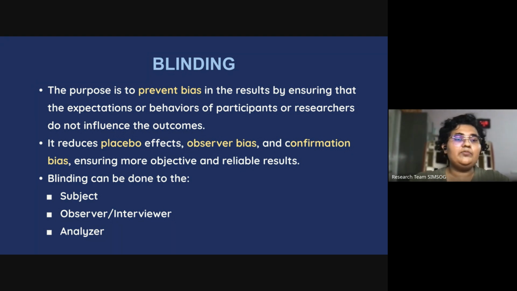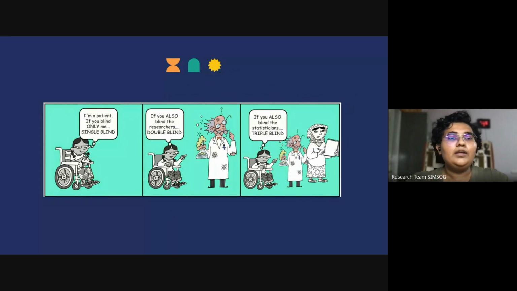So, like I said, blinding can be done to the subject, observer, and the analyzer or the statistician. Depending on that, a study can be single blinded, double blinded, or triple blinded. If only the participant is blinded, then it is a single blind study. If both the participant and the researcher don't know the allocation, then it is a double blinded study.